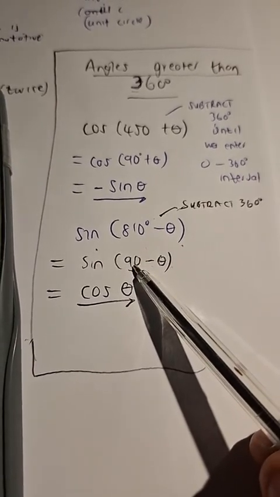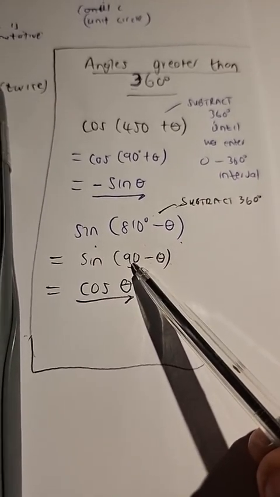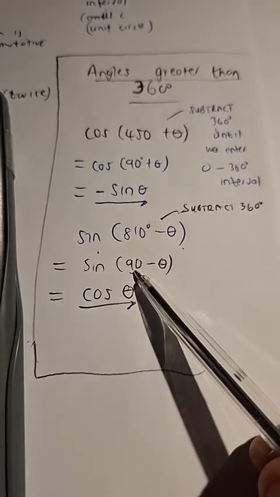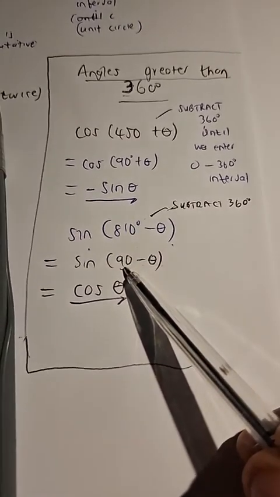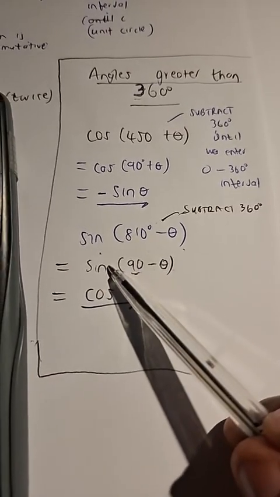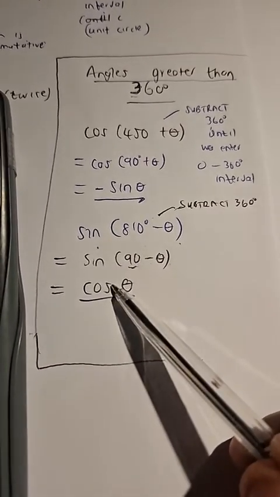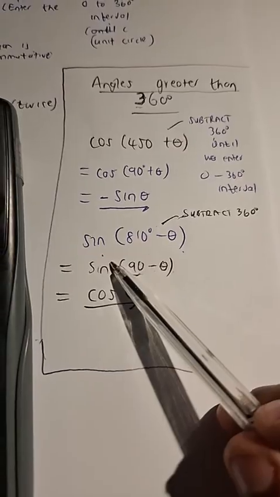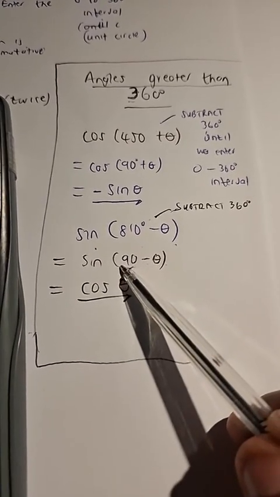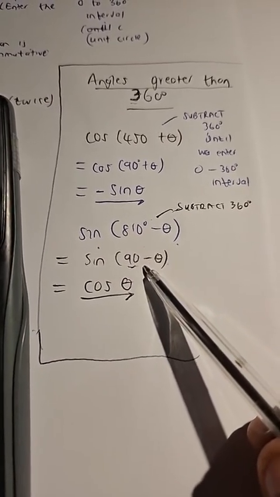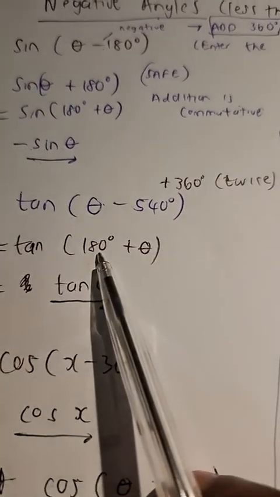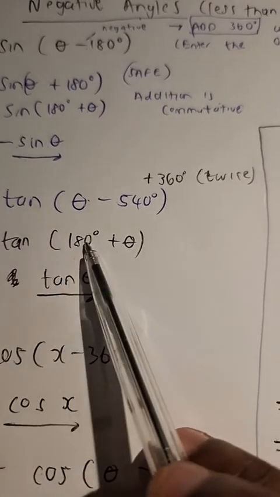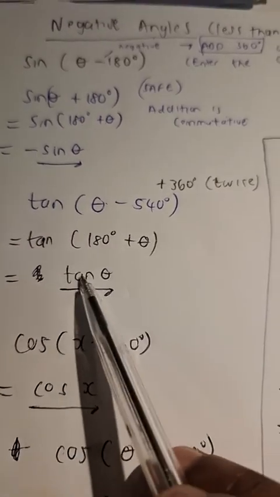And I repeat, your co-function values are 90 minus, 90 plus, 270 minus, and 270 plus. The trig ratio sine changes to cos, and cos changes to sine when we are dealing with the co-function values. This is different from the function values, 180 plus, 180 minus, and 360 minus, because the trig ratio doesn't change.